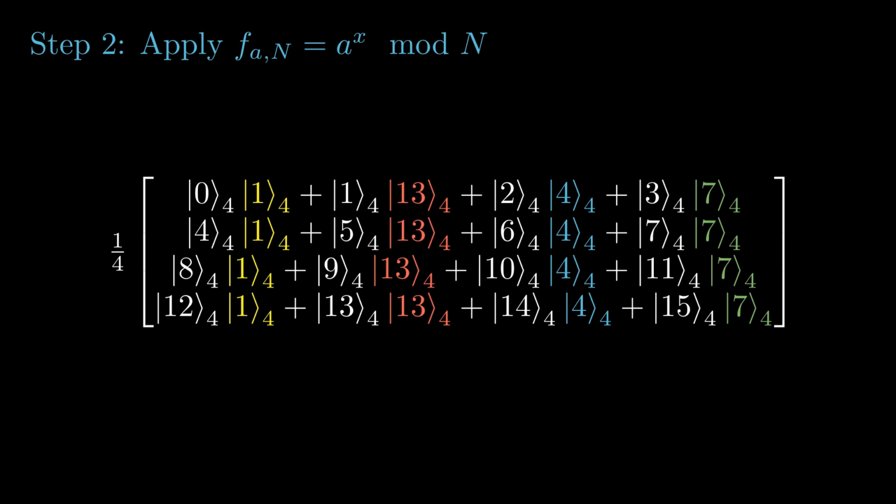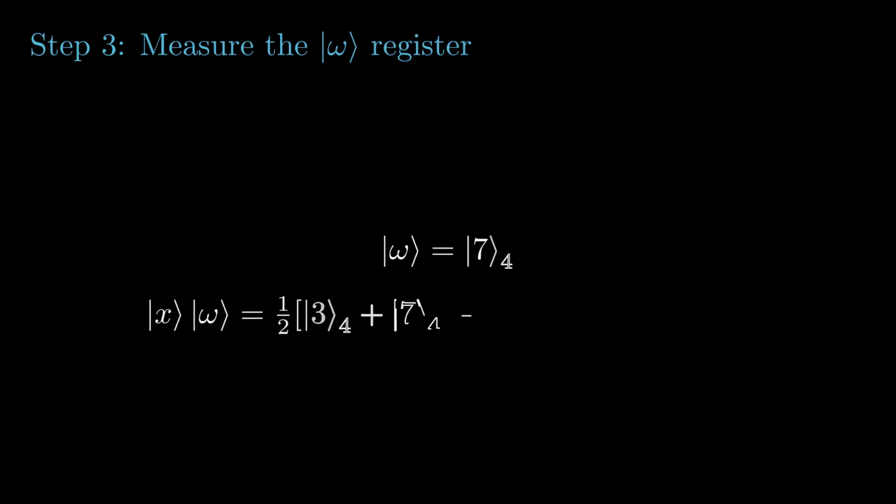If we were to measure any one of the highlighted states, it would no longer be possible to measure any of the other states, which brings us to our next step, to measure the W register. As an example, let's say that we measure 7. The result of this simplification is because we are no longer able to measure 1, 13, or 4 anymore.